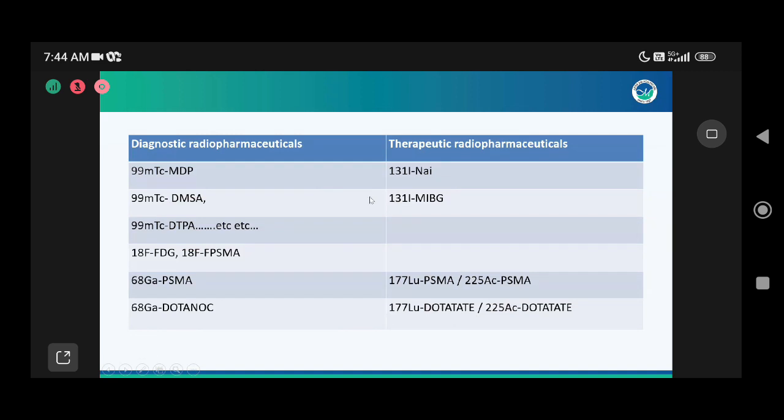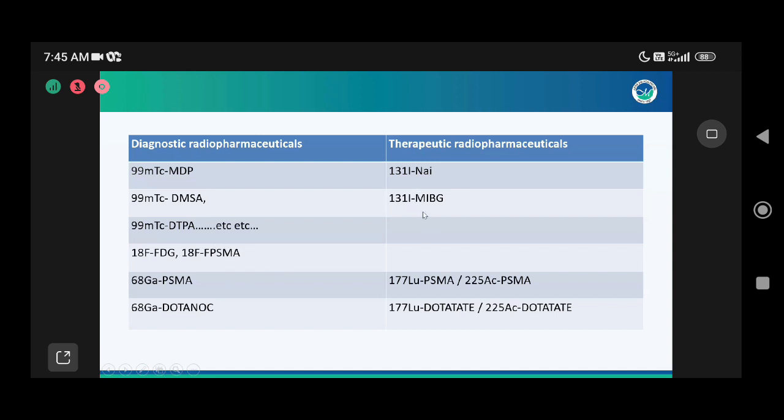Coming to the most common diagnostic and therapeutic radiopharmaceuticals which we use in the department. On the left side, you see technetium-99m. That's a radionuclide which is tagged with MDP and used in bone scans. Technetium-99m DMSA, DTPA, these are commonly used in the nuclear medicine department as diagnostic radiopharmaceuticals in gamma imaging. Whereas 18F-FDG, gallium PSMA, gallium DOTATATE, these are the PET radiopharmaceuticals.